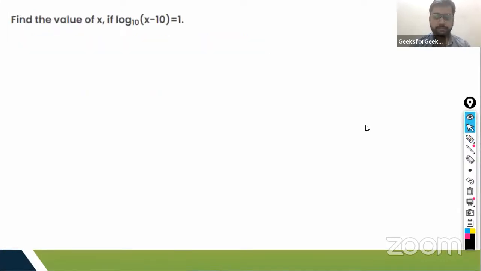Solve this one, please. Find the value of x if log base 10 of x minus 1 is equal to 1. These are easy questions. Please do fast.